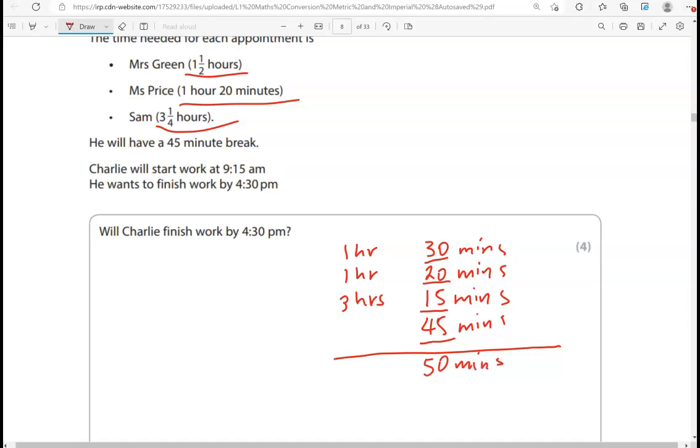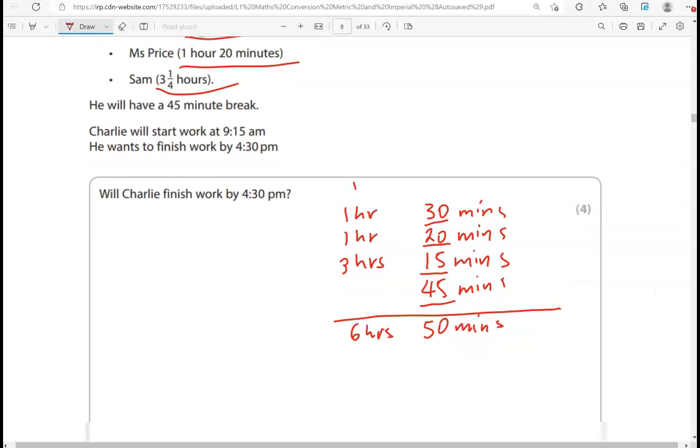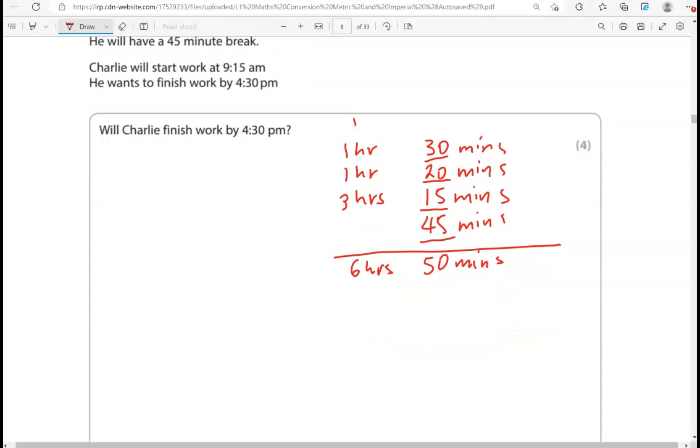So I'm going to add 1 hour here. So 1, 2, 3 and 3, that is 6 hours and 50 minutes. 6 hours 50 minutes, that's almost 7 hours. So it's like 7 hours take away 10 minutes. So if he starts work at 9:15 a.m.